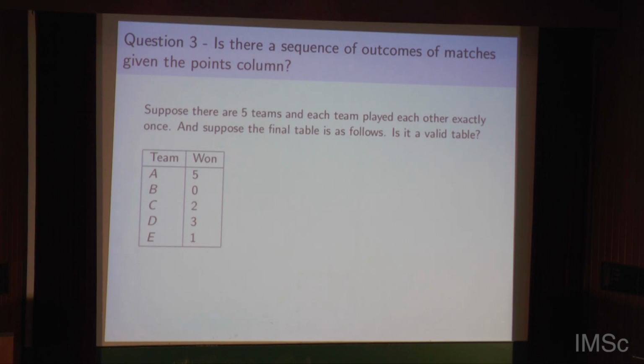suppose I tell you, there are 5 teams. Everybody has played with everybody else exactly once. Let's make life simple. Everybody has played with everybody else exactly once. And I tell you that some journalist reports that this is the score. Is it possible? Okay, why not? A can't be 5. Nobody can be 5. Okay. Sure. What else can you say?